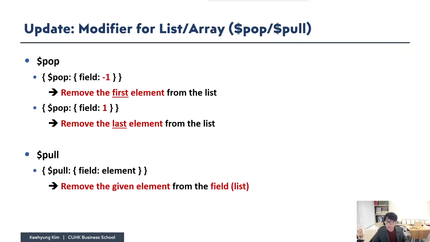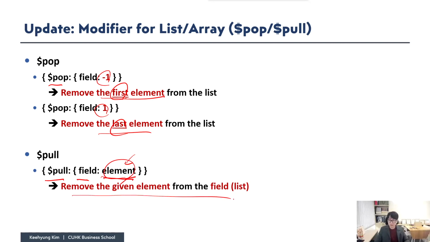Other operators you can utilize on the list data type are the pop operator and the pull operator. If you are familiar with a programming language, you probably already know this. It's exactly the same thing. If you use a pop operator, you can remove the first or last element from the list. You can specify -1 to remove the first, and specify 1 to remove the last element from the list. When you want to remove a specific element from the list, you can use a pull operator. You specify pull, the list field, and the element you want to remove. Then the element you specify here will be removed from the list.